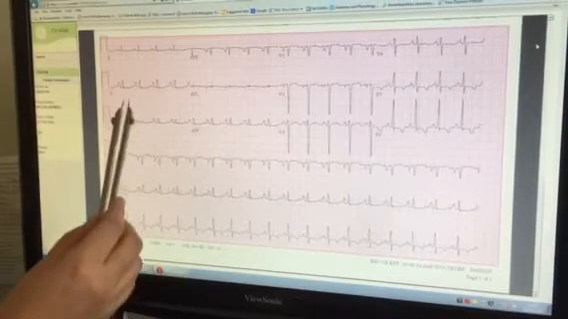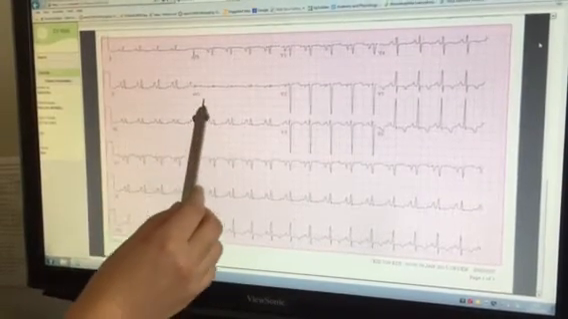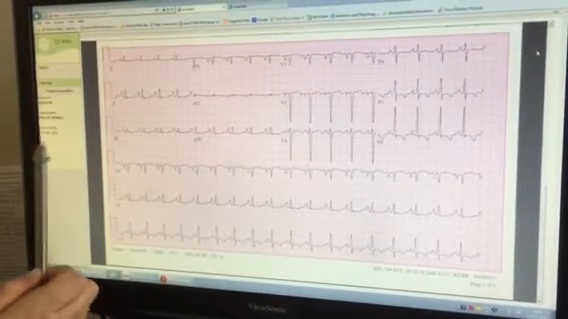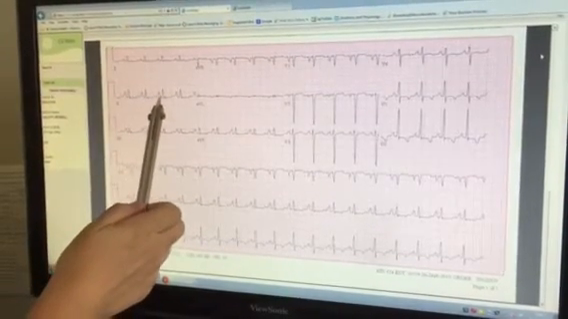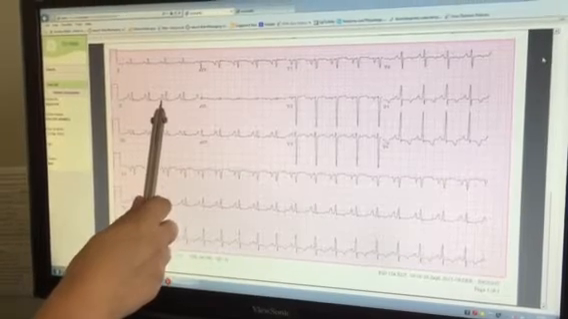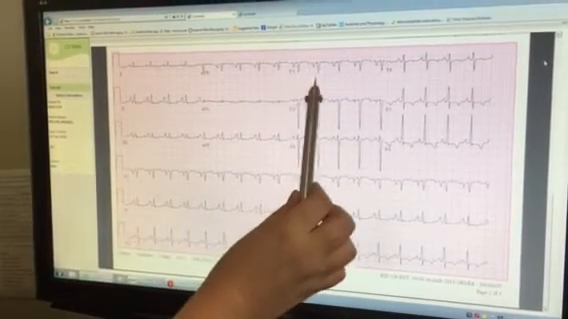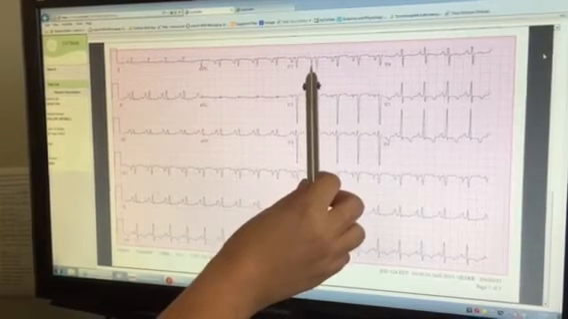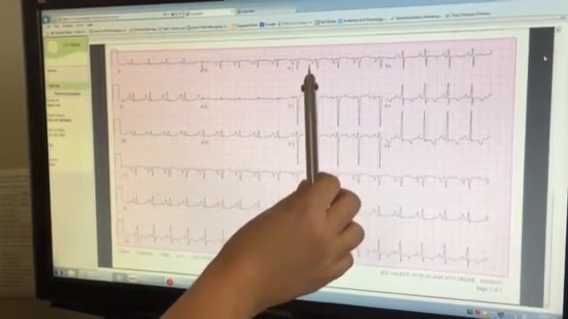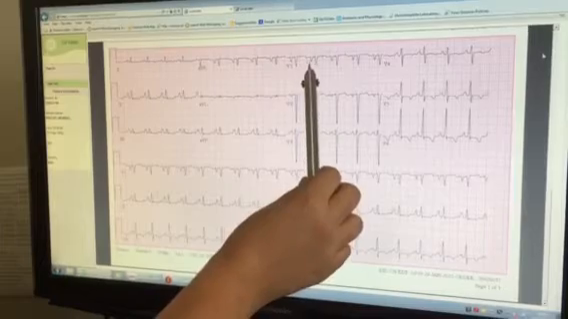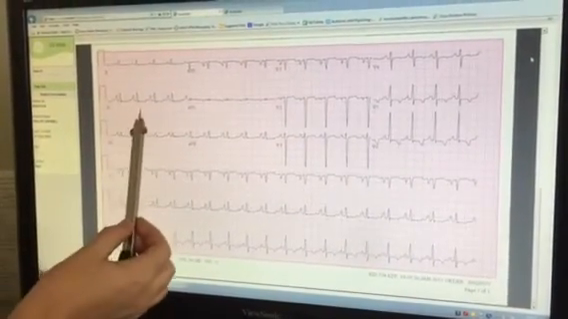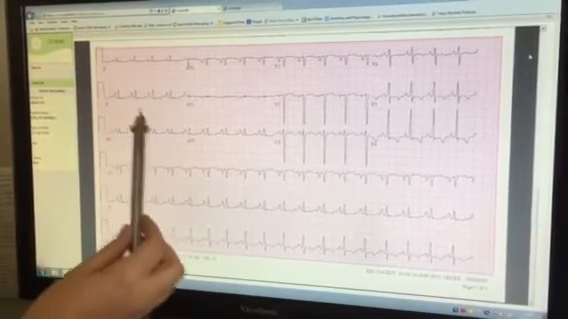Now if you look over here, this gentleman does have a normal axis, but then we take a look at the P wave. So we notice the P wave here is very enlarged, and then also inverted. Typically you would expect a biphasic P wave for left atrial enlargement, but this is quite inverted, letting us know that he has a big atrium.